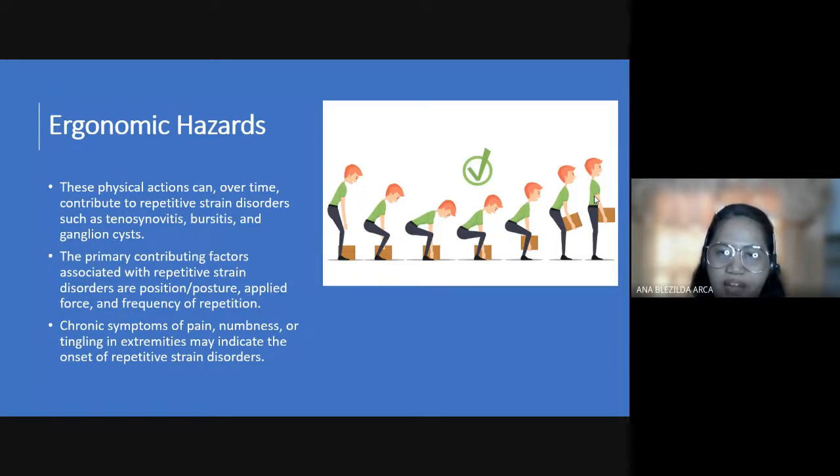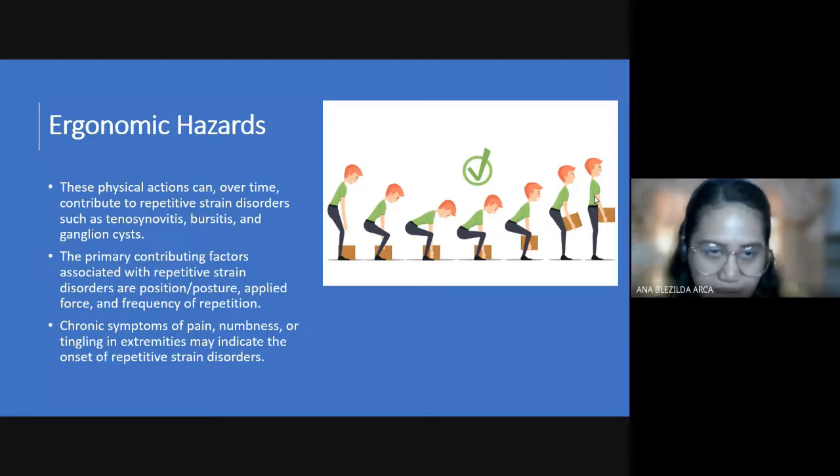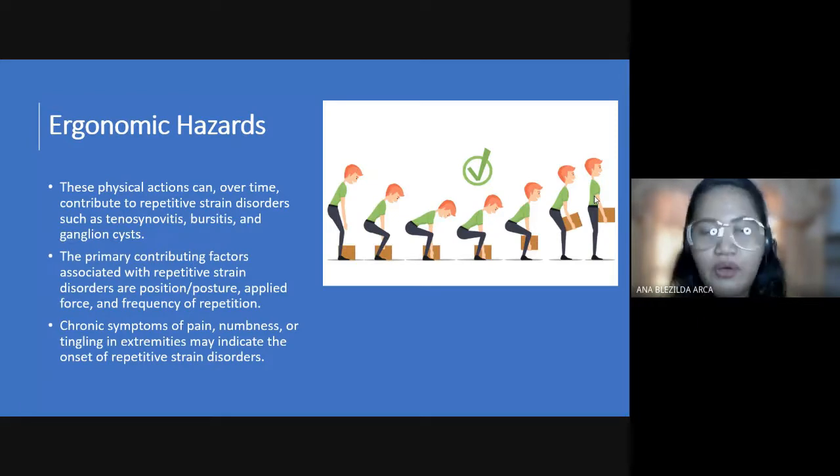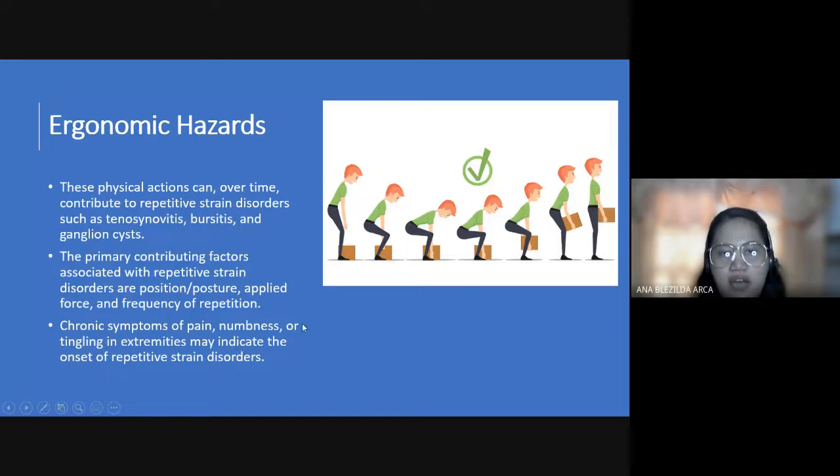So tayo mga medtech, ano ba yung ergonomic hazard natin? Ang common sa ating class is pipetting, di ba? Yung ginagamit natin yung pipette. So we use the pipette, we transfer the solution from one to another. That's why meron tayong pain lagi dito sa shoulder natin and then sometimes here sa ating kamay. Besides that, lagi tayo nasa microscope. So, nakayuko tayo. That's why meron din tayo mga back pain dito sa matagal na panahon na nakatingin under the microscope. Okay? Yan ang mga ergonomic hazard natin. So, kasama dyan ang position, posture, applied force, and frequency of repetition.